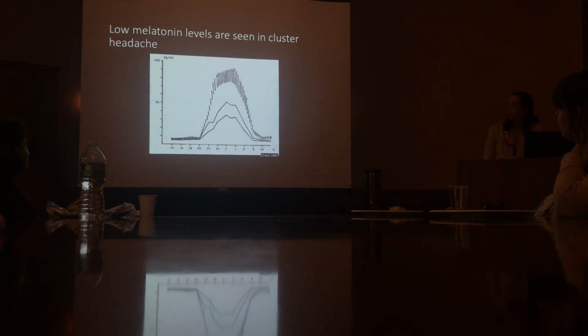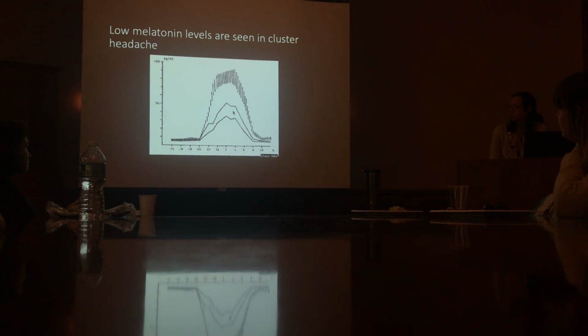I mentioned that melatonin levels are low in cluster. So this is a graph averaging over the course of the day melatonin release in the average population and then in the cluster population. The cluster population is lower, and also the peak is a little early. It happens a little bit earlier. So the release of melatonin is blunted and phase advanced in patients who have cluster headache.